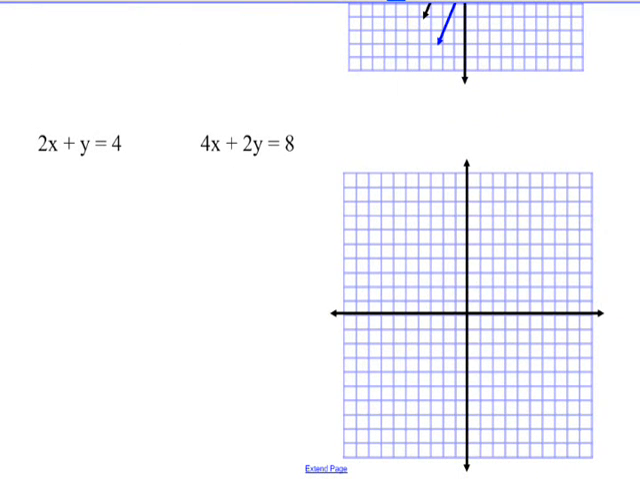If we look at this one, these need to be moved into slope-intercept form. First one, we're going to subtract 2x. Y equals -2x plus 4. I'm going to graph y-intercept of 4. Slope of -2, so up and left or down and right.